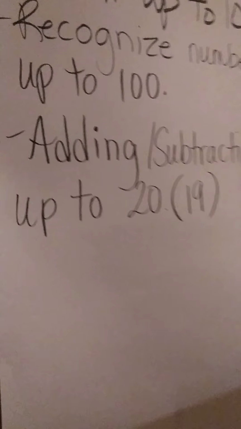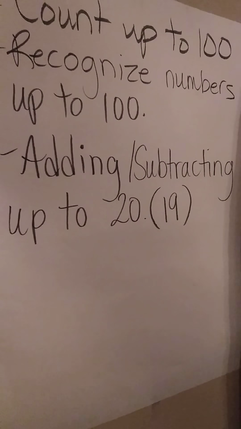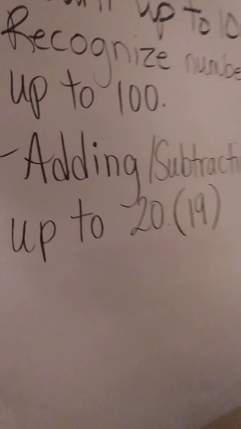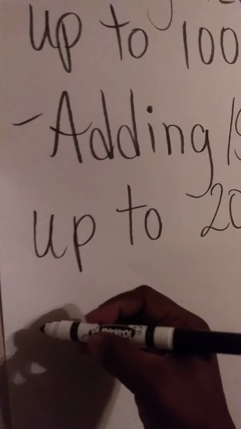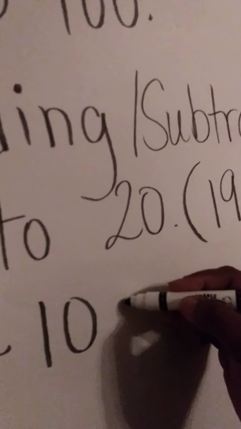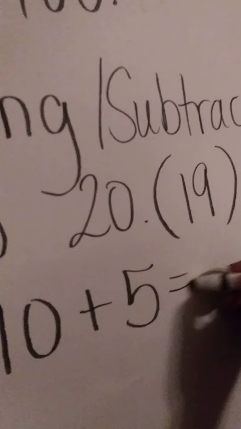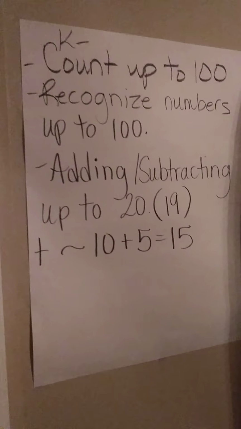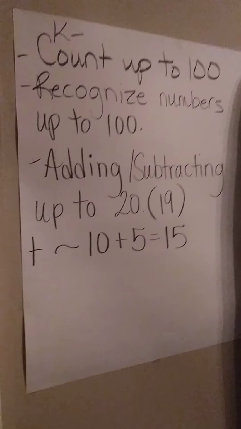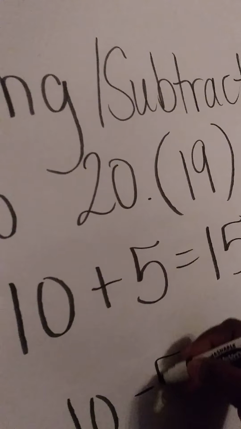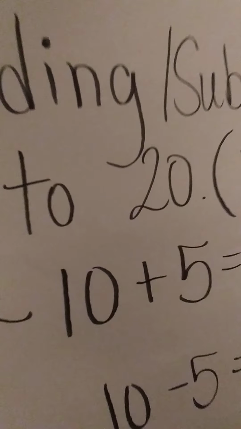standard calls for them to be able to count up to 19. Okay? And to add numbers and subtract. So if they have, for example, for addition, you could say 10 plus 5. They should be able to do that. Okay? The same way for subtraction. 10 minus 5. They should be able to do that.